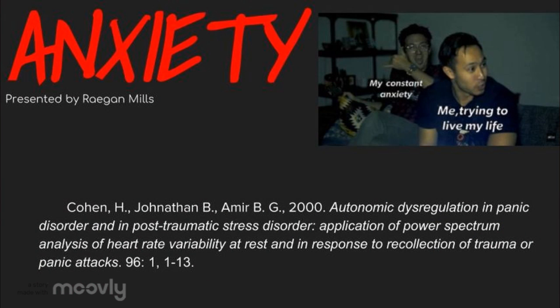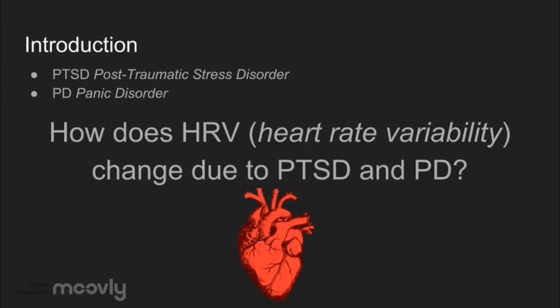Anxiety. The article "Autonomic Dysregulation in Panic Disorder and in Post-Traumatic Stress Disorder: Application of Power Spectrum Analysis of Heart Rate Variability at Rest and in Response to Recollection of Trauma or Panic Attacks" investigates the effect anxiety and other stress conditions have on human heart rate. The experiment sought to answer the question, how does heart rate variability change due to PTSD and PD, post-traumatic stress disorder and panic disorder, both conditions of which physiological anxiety is a key component?